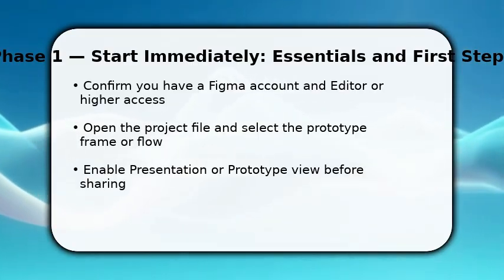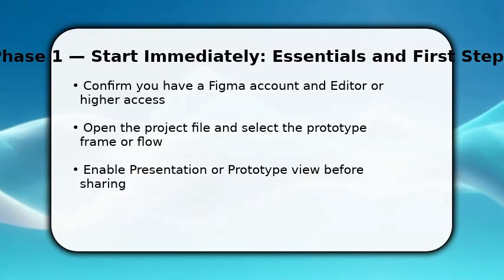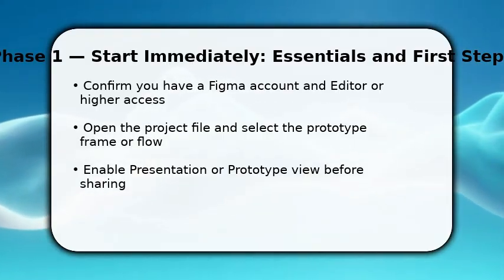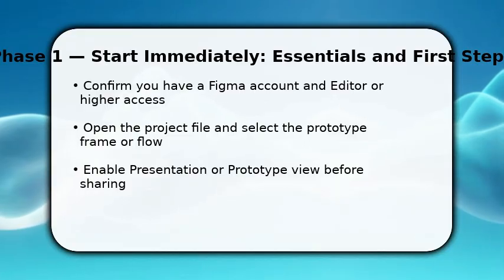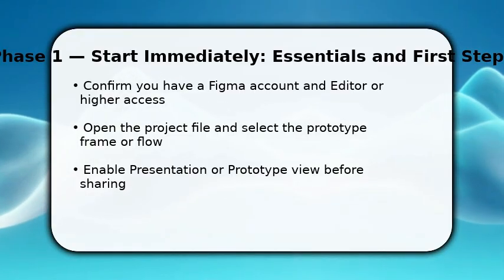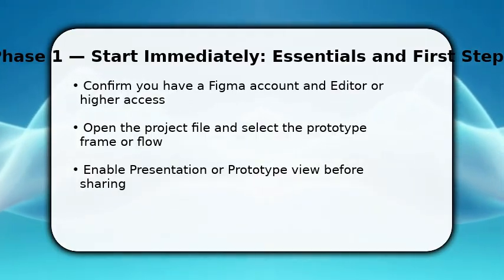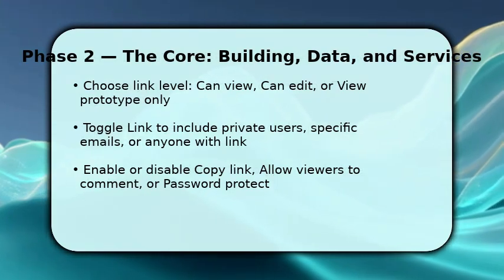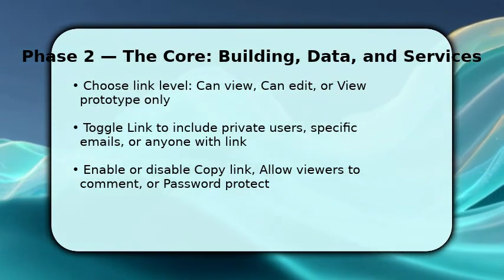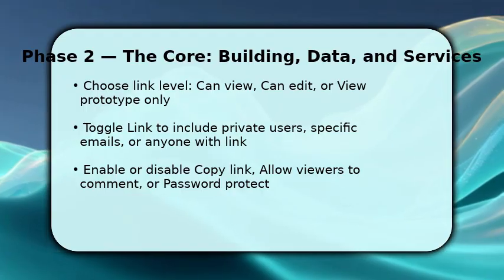Do not skip permissions. This is what controls who can view or edit. Make sure to set the right link type, because that determines whether viewers see live updates, comments, or only a static view. Now configure the link and permissions carefully. Choose Can View versus Can Edit based on feedback needs, and pick whether the link should include prototyping playback only.